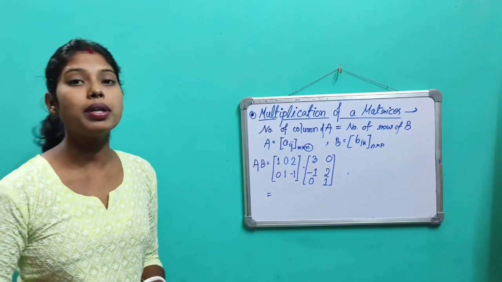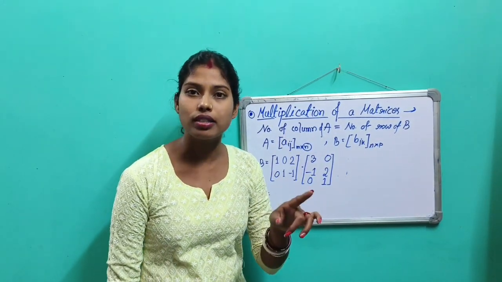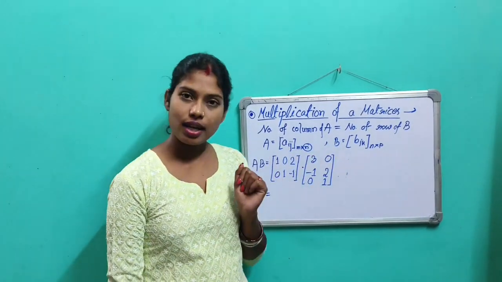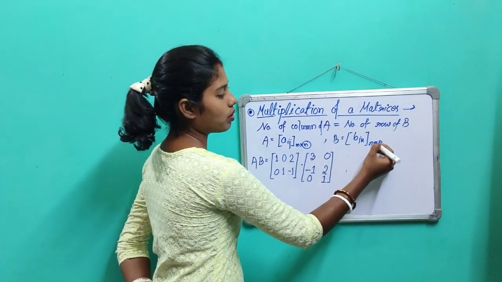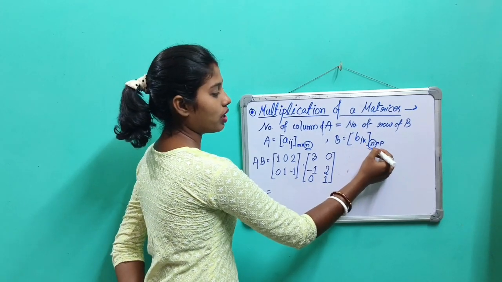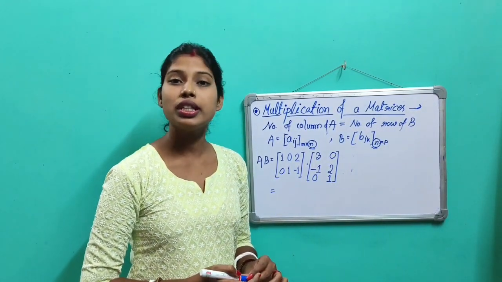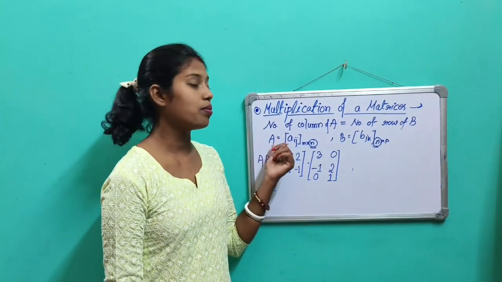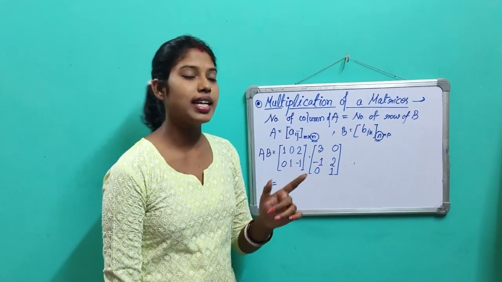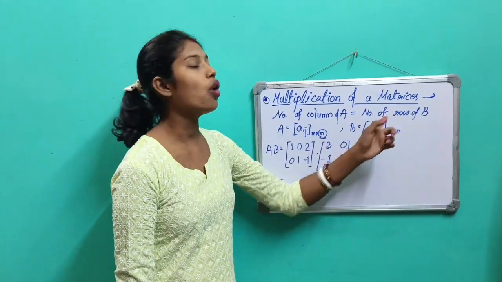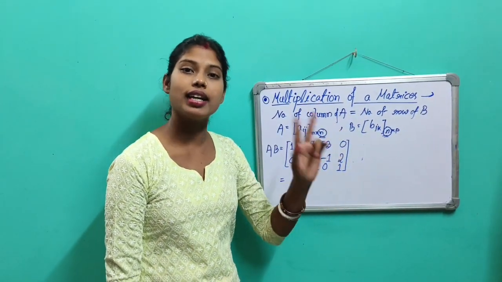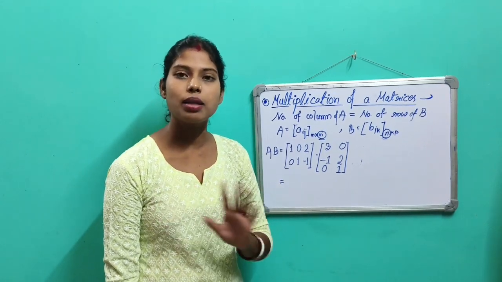And we have to follow the property of what? That the number of columns of the first matrix should be equal to the number of rows of the second matrix. The number of rows of the second matrix is small n. This is a small n, this is also small n. We don't need to worry about the number of rows of the first matrix and the number of columns of the second matrix. We only check the number of columns of the first and the number of rows of the second matrix. If these two are equal, then only we can multiply any two matrices.